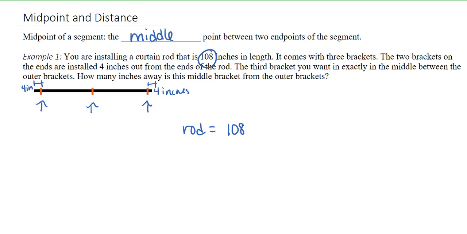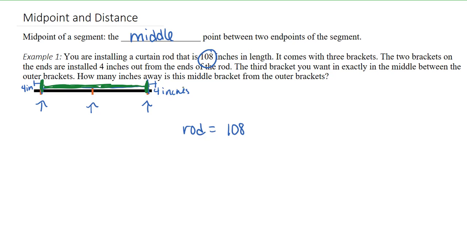Notice that we are going to go from the outer brackets, and how many inches away is that? So we need to find this segment here. How long is this segment? So let me draw a different color here. So actually right here, just between the 2 outer brackets. What's the length of that? Because we know what the whole length of the rod is, but we don't need the whole length.